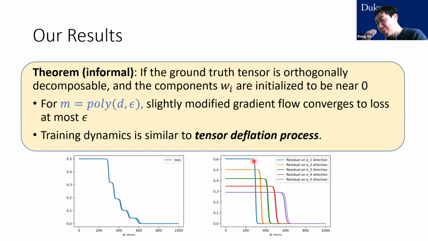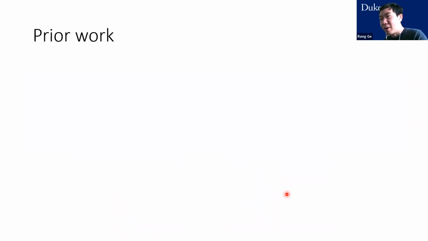As you can see, what gradient descent training does is it will first learn the largest direction, which is the direction e_1, and it will fit that completely. Then it will discover the second largest direction, and it will fit that. And then it goes on to the third and fourth and the fifth direction. So basically, in every iteration, you find the largest component that's remaining, and you fit that component. Once you fit that component, of course, it becomes small, and we can ignore that. So that's why it's called a tensor deflation process. Again, there is a lot of prior work that's trying to analyze the dynamics of similar models.